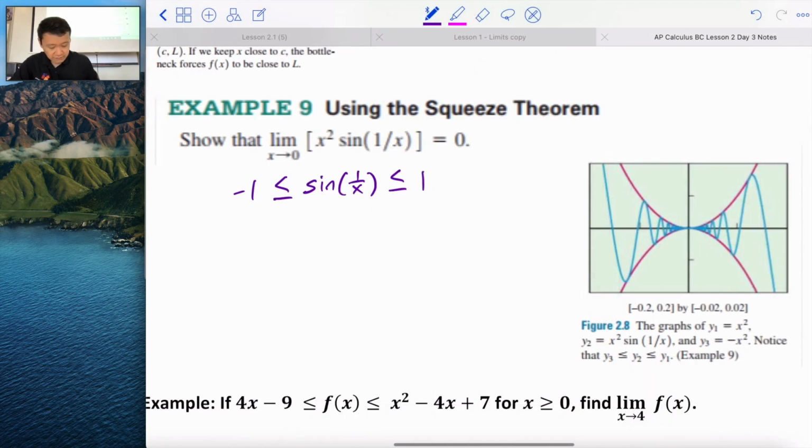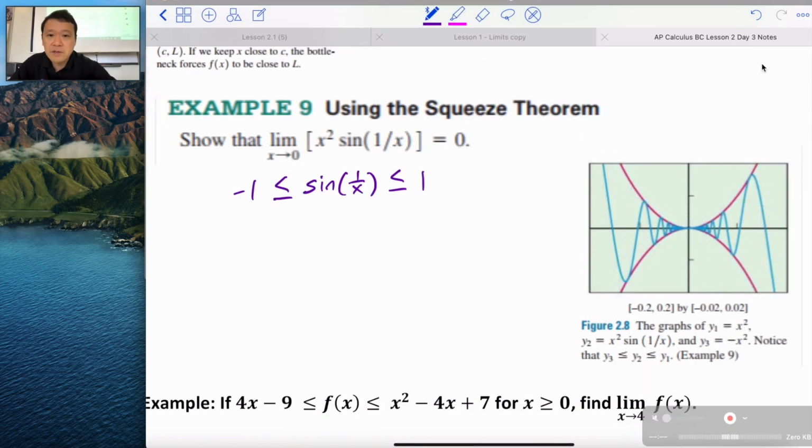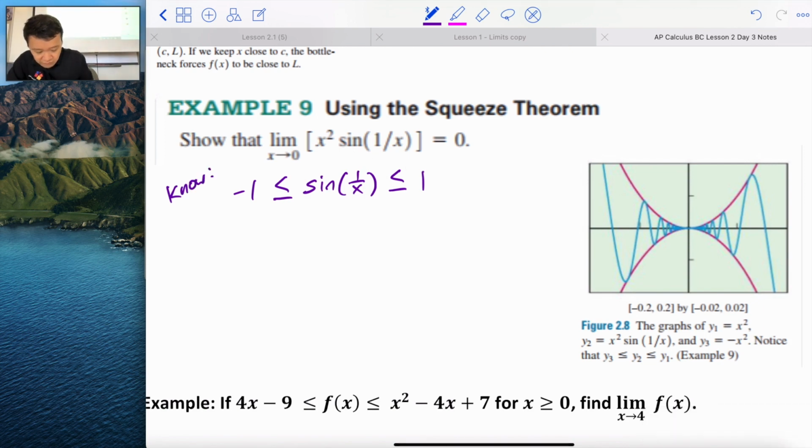Okay, so using that fact, and also we're concerned with x squared times the sine of 1 over x. So with the inequality that I started with, we know that this is true. And then the next step, by multiplying everything by x squared, we would end up with negative x squared is less than or equal to x squared times the sine of 1 over x, which is then less than or equal to positive x squared.